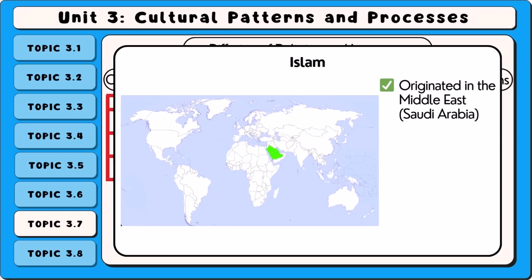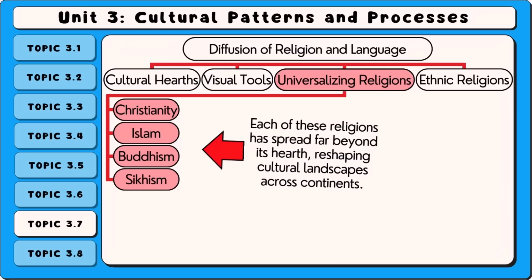Sikhism started in the Punjab region of South Asia and has spread mainly through relocation diffusion, as Sikh communities moved to the United Kingdom, Canada, and other parts of the world. While small, it is still considered a universalizing religion because of its openness to conversion and its universal theology. Each of these religions has spread far beyond its hearth, reshaping cultural landscapes across continents.